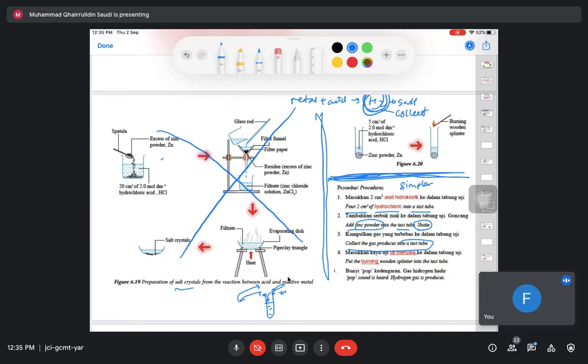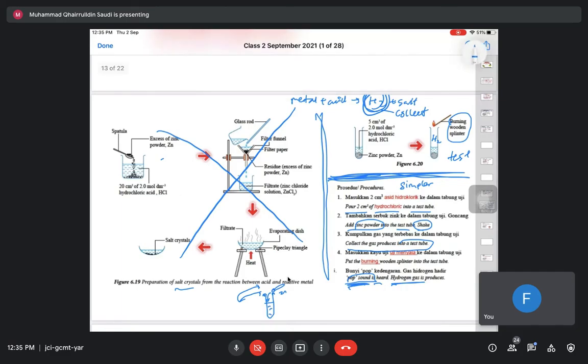And then what should we do? How can we test the gas produced is hydrogen gas? This is the test. We will use burning wooden splinter. Okay, so when we put burning wooden splinter into a test tube that contain hydrogen gas, what will we observe? Pop sound will be heard. When we know that the pop sound is heard, that means that the gas is hydrogen gas. Okay, boleh? Boleh. Okay, bila boleh saya terus. Right, good.